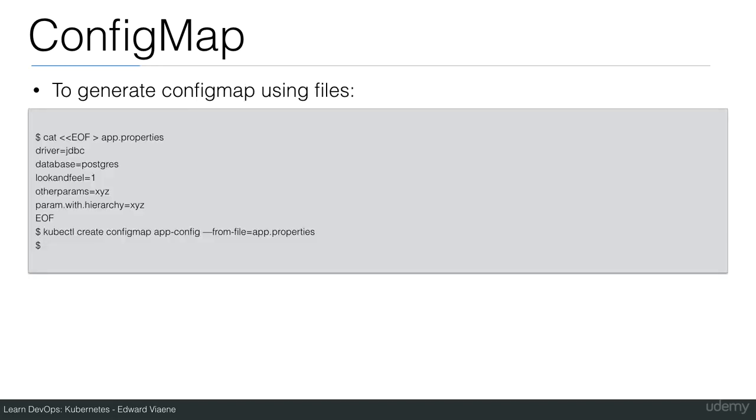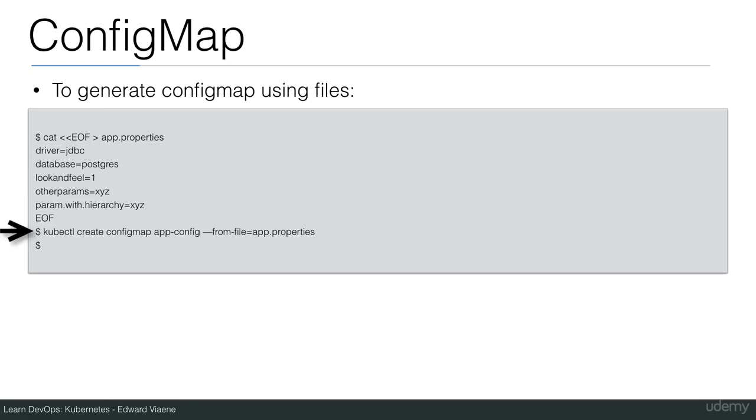To generate a config map using files, where you first put your data in a file, you can use the following commands. This command will just get the data that you write on the terminal and then put it in app.properties until you write the letters EOF. So here we have driver equals JDBC, database equals Postgres, and so on. This is a properties file, key value pairs, and this file we're going to read using kubectl create configmap.